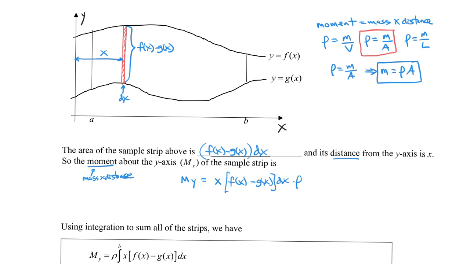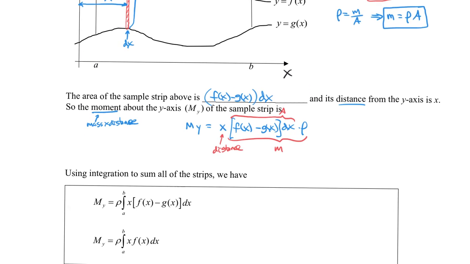Okay, so let me point a few things out. This is our distance. The moment about y is mass times distance. Here's our distance x. Now the mass is going to be the density times the area. We know the area of this strip, and then we just multiply by density rho. So this part is area, and area times density, that's mass. So now we have the moment equal to mass times distance. Hopefully that makes sense. That's how our formula is developed.